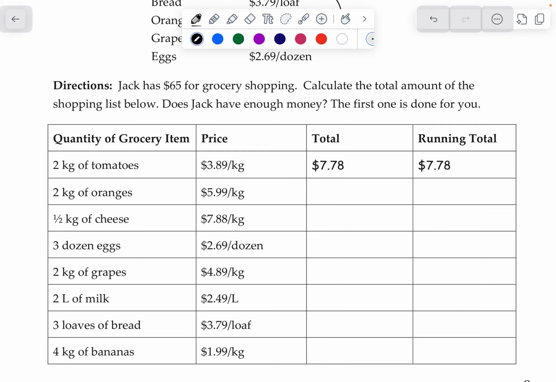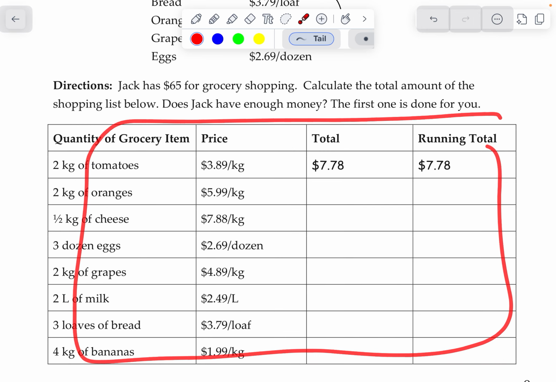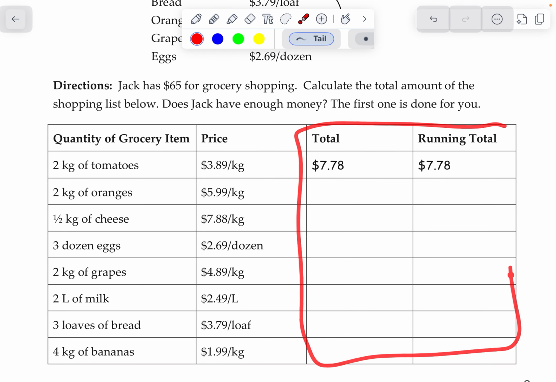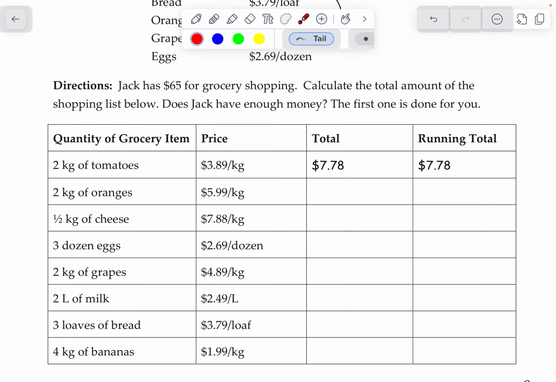So the first one here is done for you. You don't have to recreate the chart perfectly, but if you could make 4 little columns, and especially I need these two to show up on your paper. And you're just going to look here. He bought 2 kilograms of tomatoes. If they're $3.89 each, if you multiply by 2, his total is $7.78. Now I want to do the second one with you, and that will explain what a running total is.